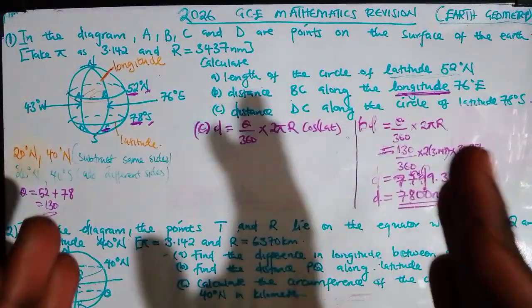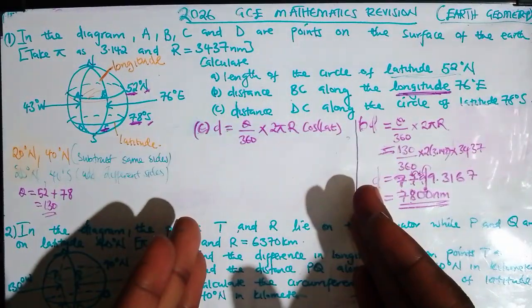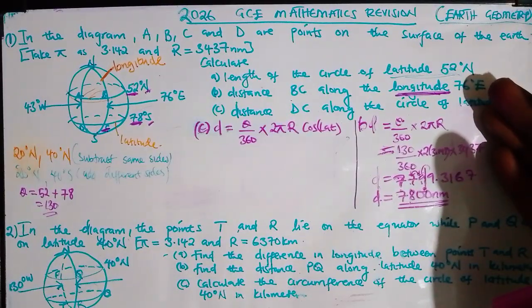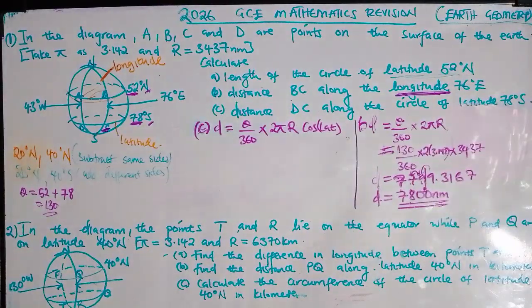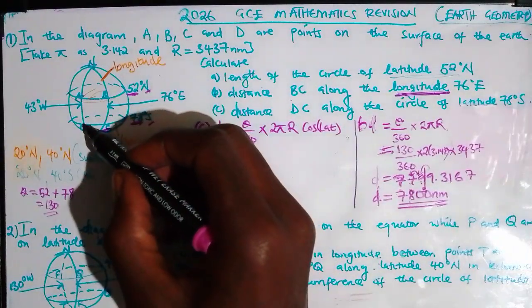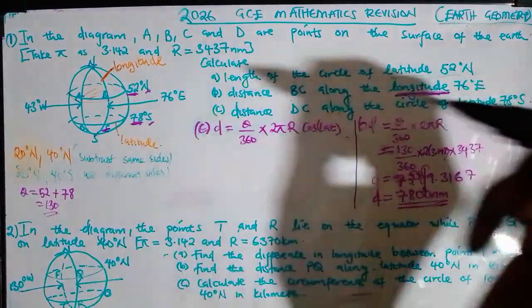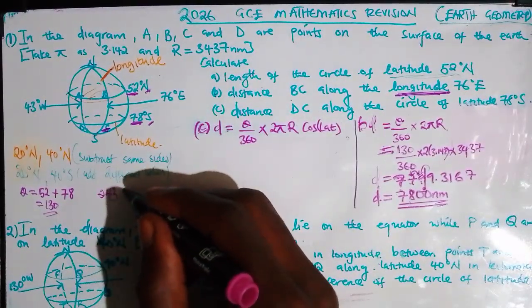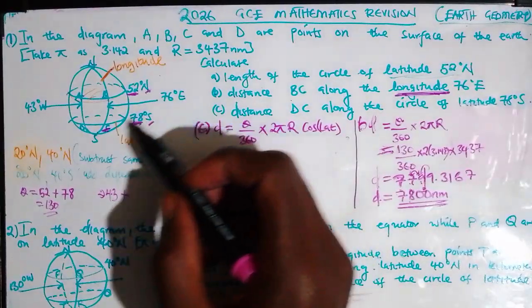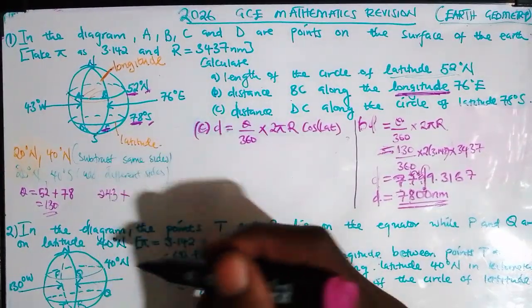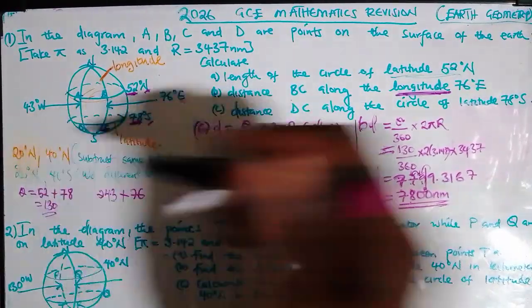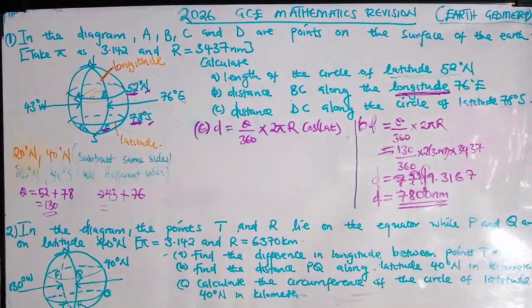We need to calculate the difference in longitude, because here we are calculating for latitude, so our difference should be in longitude. You go to D. Where is D? D is 43 degrees west. So you say 43 plus, what is our C? Our C is at 76. And the signs are different. We have east and west. That's why we are adding.